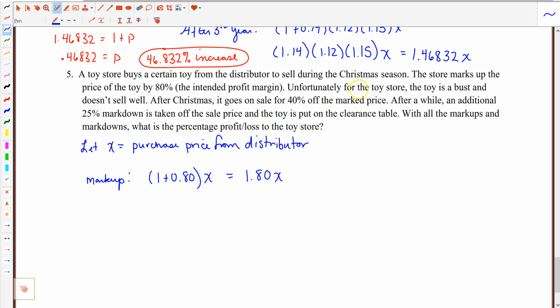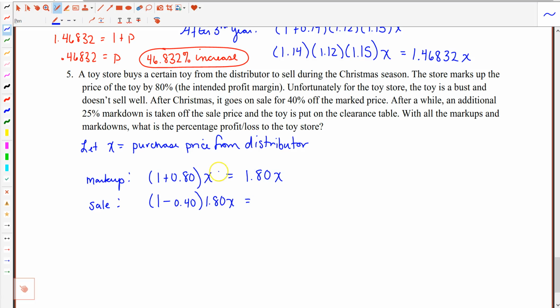Now, for the toy store, the toy is a bust and doesn't sell, so it goes on sale for 40% off. Because this is going to be a decrease, I'm going to subtract 0.40 from 1. And then it goes on sale with respect to the selling price of the toy, which is right now represented by this expression. So this is the selling price of the toy, and this is going to represent my 40% off.